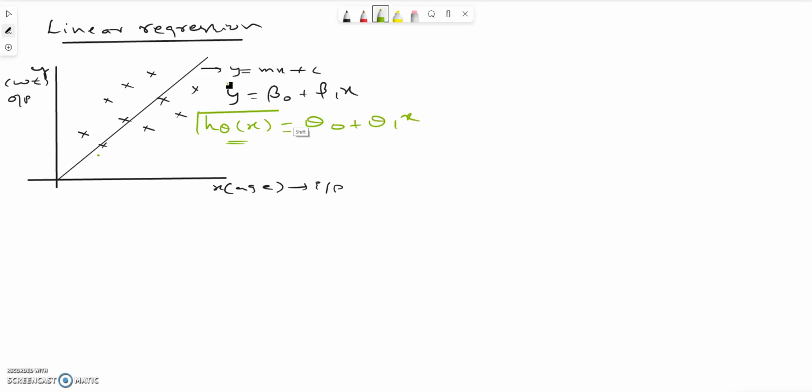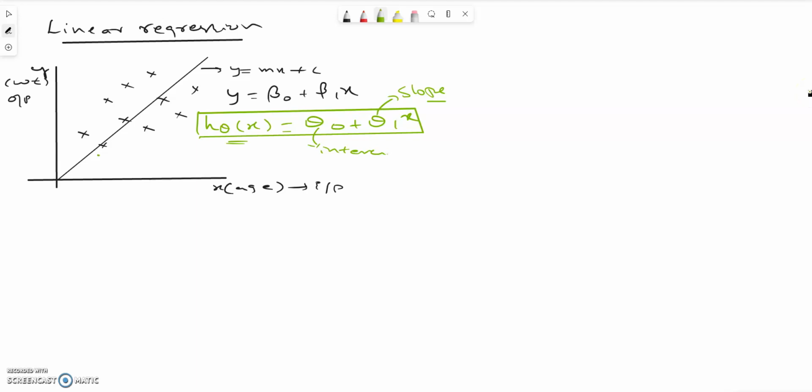This is almost the same as y is equal to mx plus c, but we are here using different notations, like theta naught is an intercept and theta 1 is a slope, right? So this equation we'll be using, right?